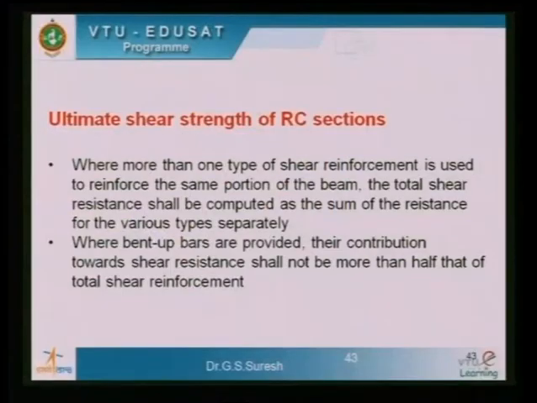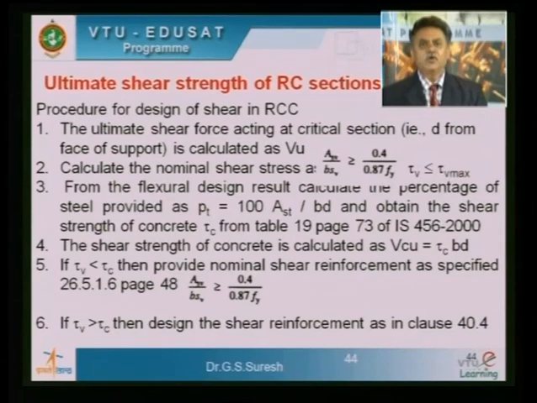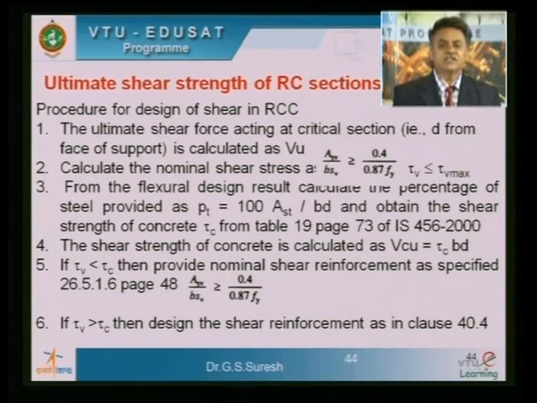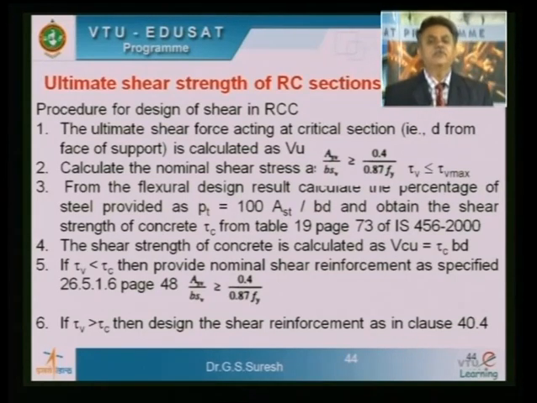Okay. So, now we shall look at the procedure we follow in designing the RCC beam for shear. The ultimate shear force acting at the vertical section, that is D from the face of the support, is calculated as Vu. For safety, we will take it to be at the support. You calculate Vu. So, how do you calculate it in the case of a simply supported beam subjected to UDL? It is WL by 2. In case of a cantilever, it is WL.